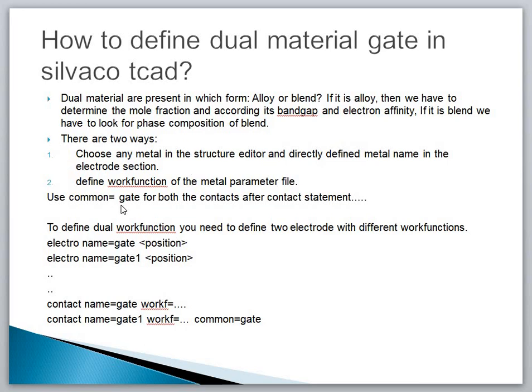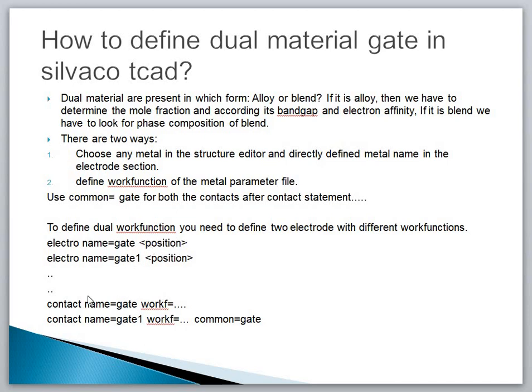First, use common equal to gate for both of the contacts after the contact statement. One more point to note is that if you are using the dual material gate structure, you have to mention common equal to gate in the code statement. I will explain how. To define dual work function, you need to define two electrodes with different work function. Electrode names gate and gate 1. We have taken two: first for the tunneling gate and second for the auxiliary gate. We have to define the position also.